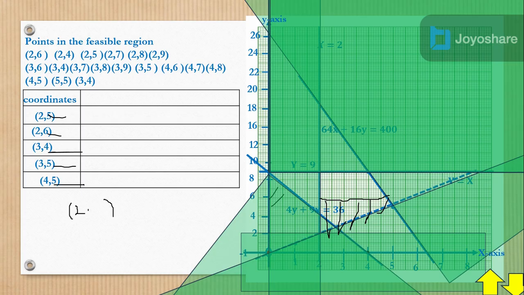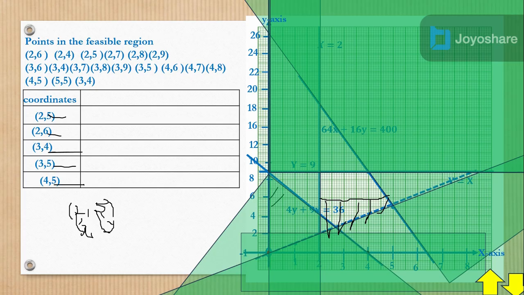So, for example, the coordinate (2, 5): the first number is for x, and this one here is for y. Since we said that x is for the bus and y is for the minibus, (2, 5) means 2 trips for the bus and 5 trips for the minibus. That's the meaning of this. Now we go ahead and substitute in there and see.